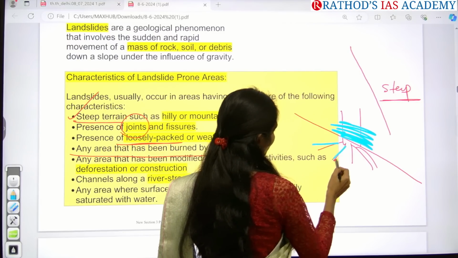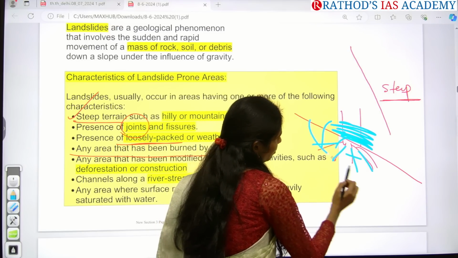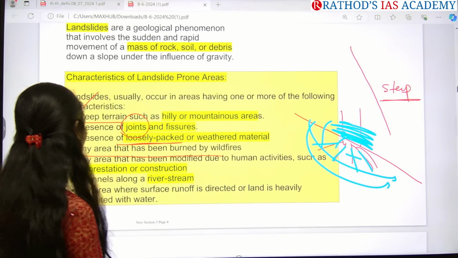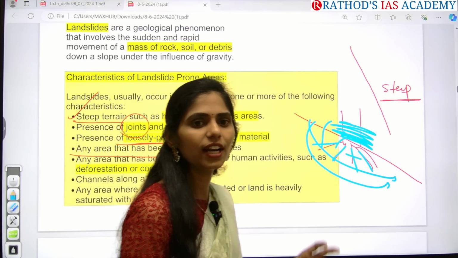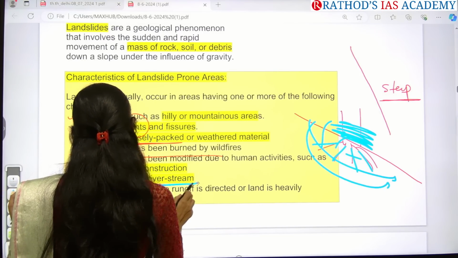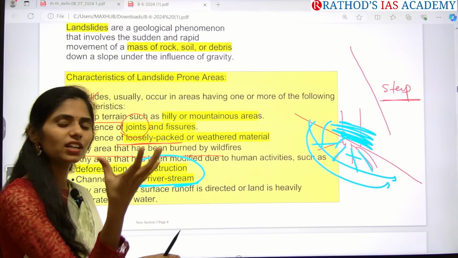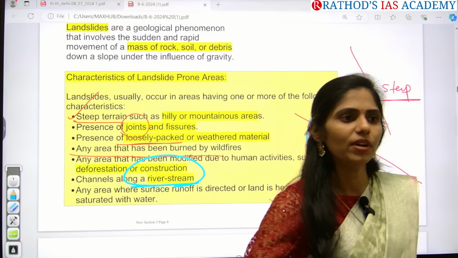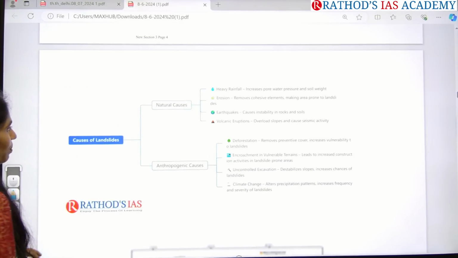So these roots will also become very loosened, and whatever soil is there will become very loose, and that will easily come down because of the influence of gravity. So this is also one important thing that we need to focus on. Even human activities like deforestation, construction, and mining will also cause landslides. And if there is any river stream or river channel, that is also very important, because water gets saturated with the soil materials. Because of that, it will become slurry and come down easily. So these are some important characteristics of a landslide prone area.